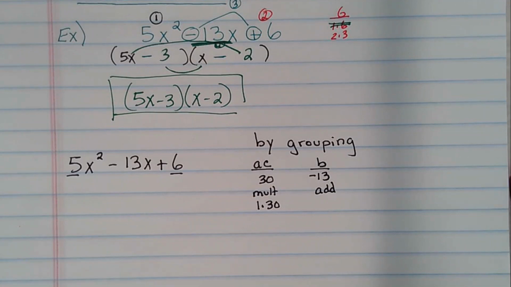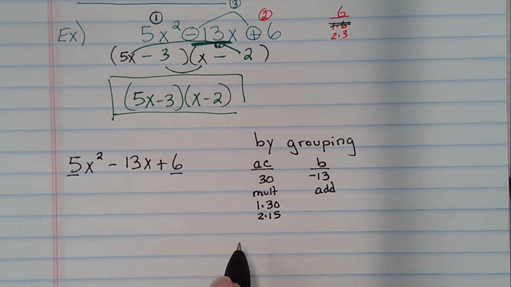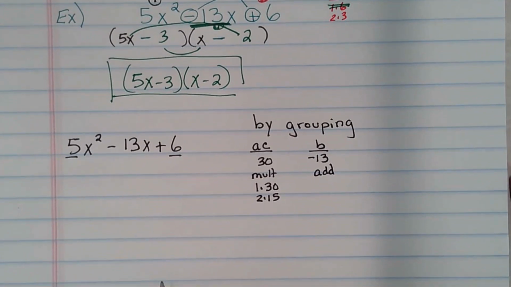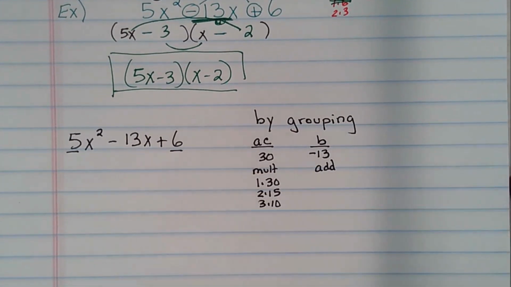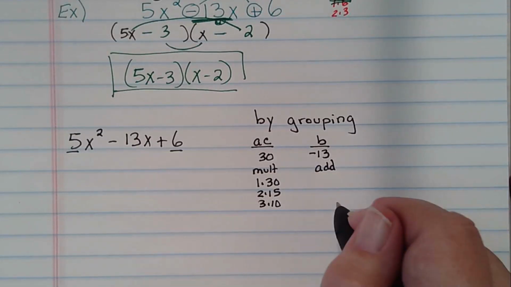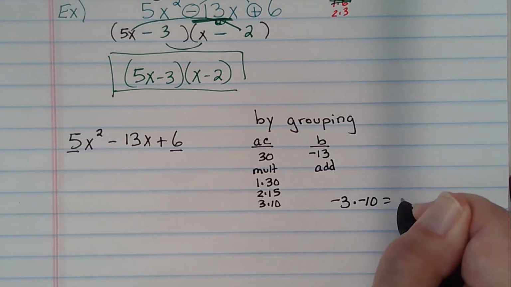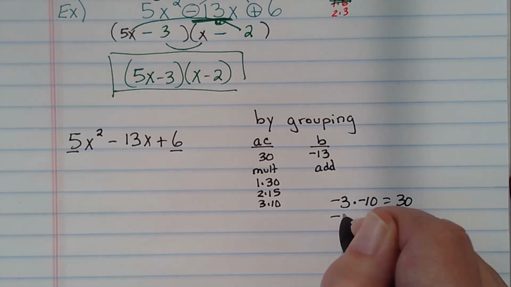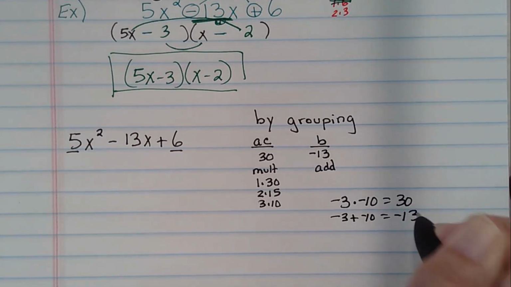Nope. 2 times 15. Now, if they're both negative, does that add up to 30? Yes. If they're both negatives? No. What about 3 times 10? If they're both negative, right? So what we really need here is negative 3 times negative 10 to make positive 30, and negative 3 plus negative 10 to make negative 13.